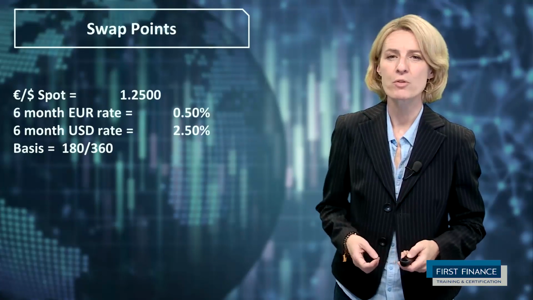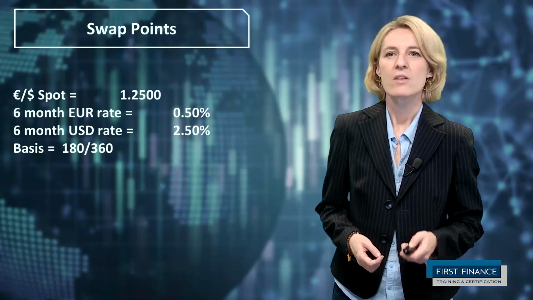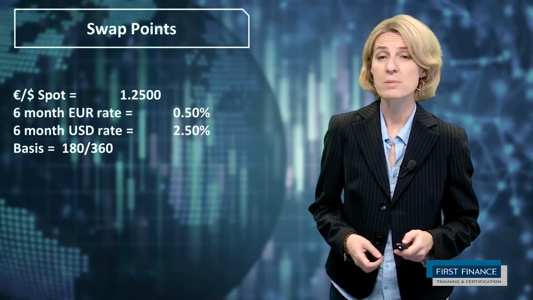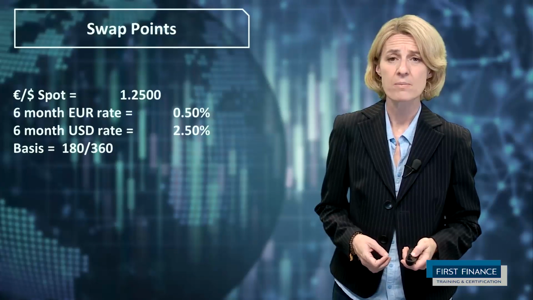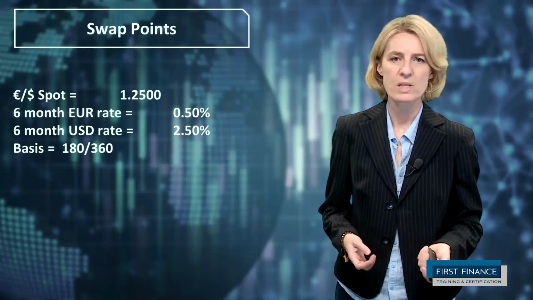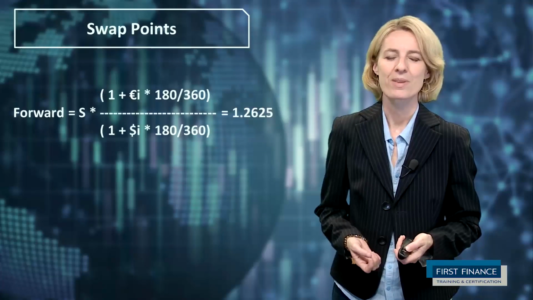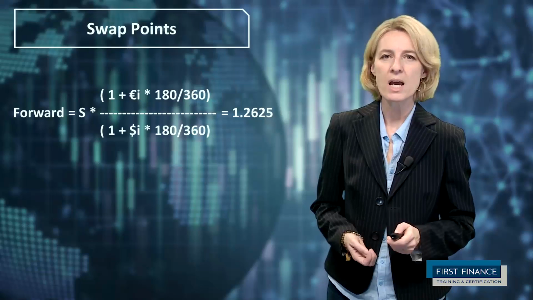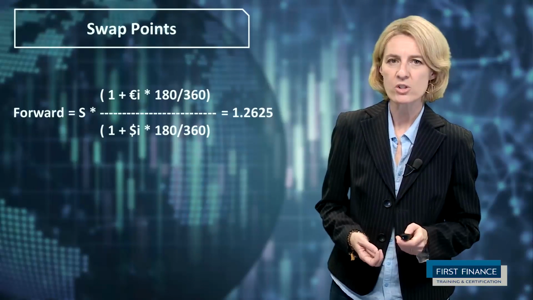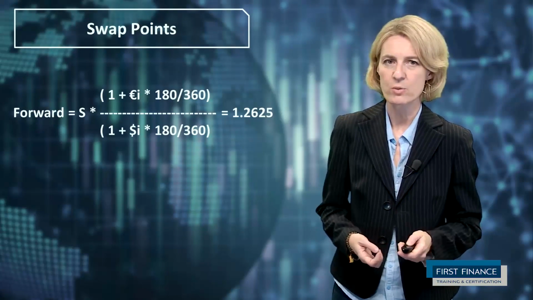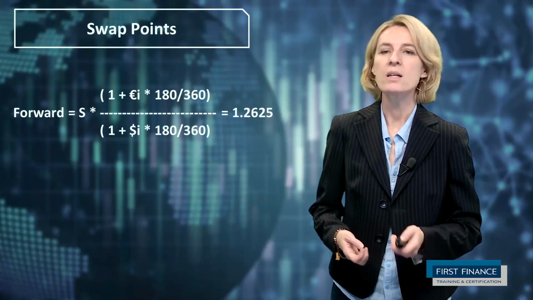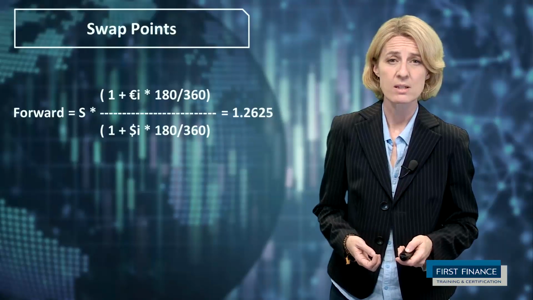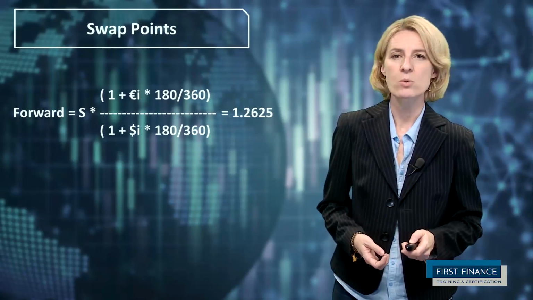The euro-dollar spot rate is 1.25. The euro 6-month interest rate is 0.5%. The dollar 6-month interest rate is 2.5%. And the basis is 180 over 360. Well, that equals a half. The forward price is the spot multiplied by 1 plus the dollar interest rate multiplied by 180 over 360, divided by 1 plus the euro interest rate multiplied by 180 over 360, and that equals 1.2625.